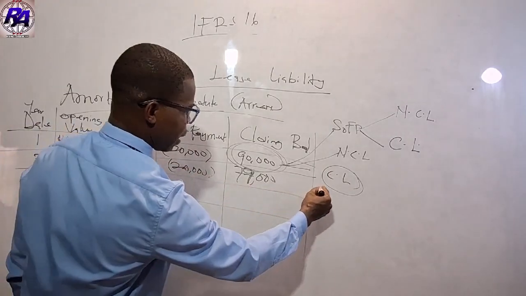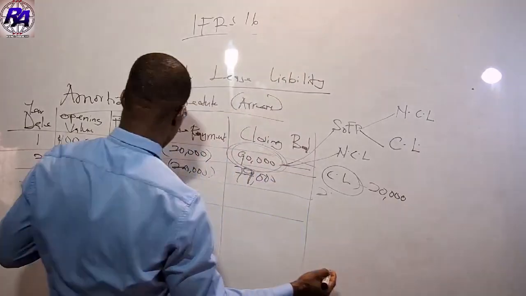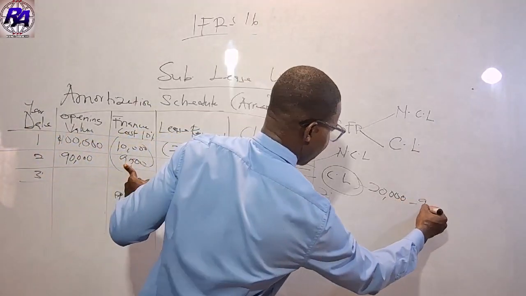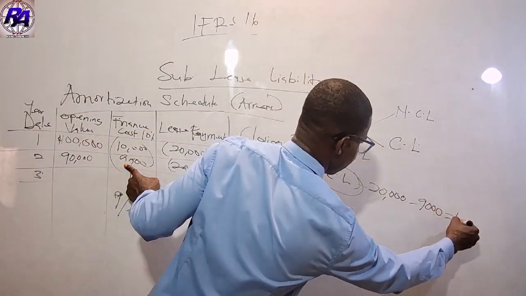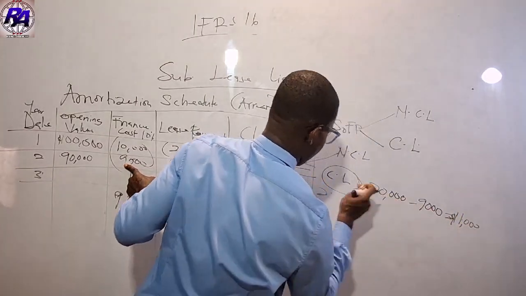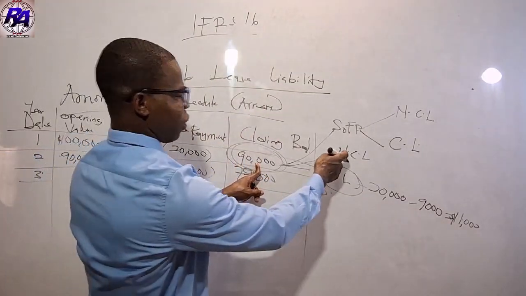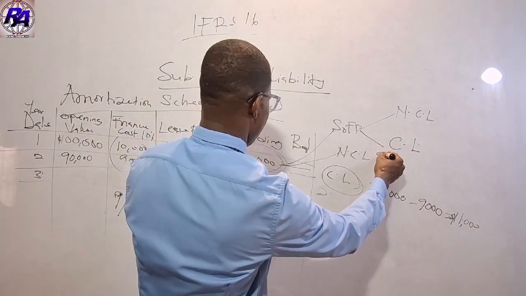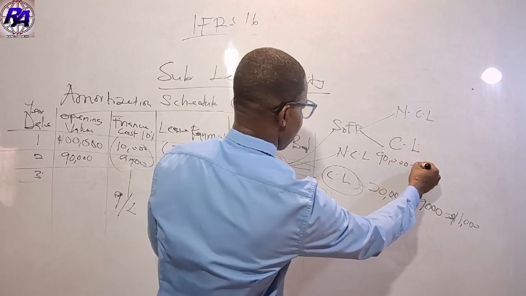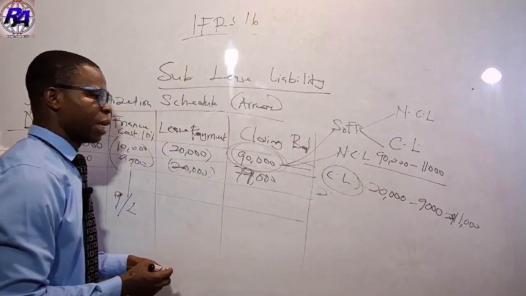So our lease payment here is $20,000. And then our finance cost is 9,000. We take it away. So once you've done that, you get $11,000. This becomes your current liability. Then we take the 11,000 from this to get our non-current liability. So here is going to be the 90,000 minus our current liability of 11,000. This will give you your non-current liability.